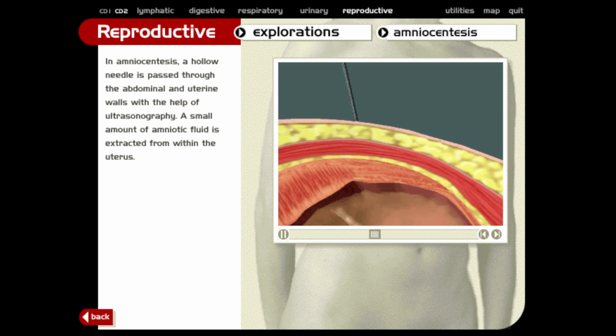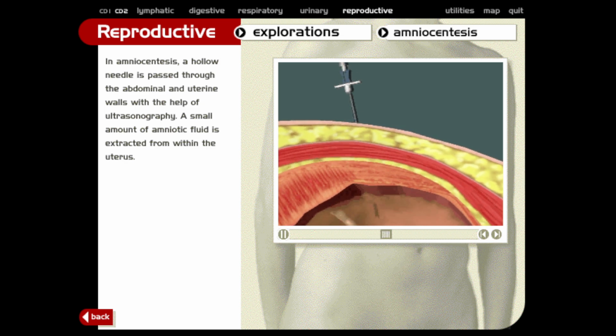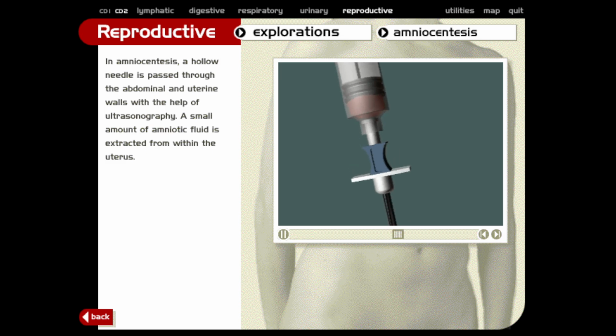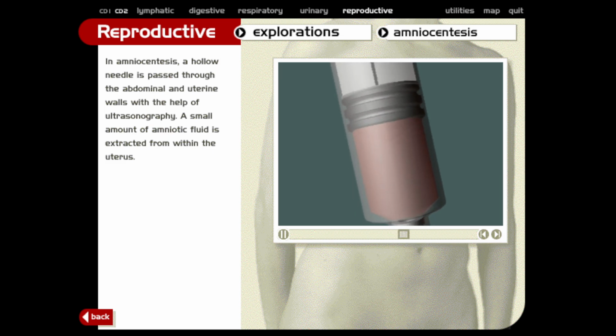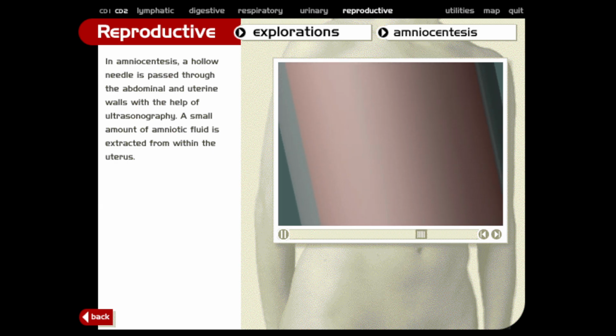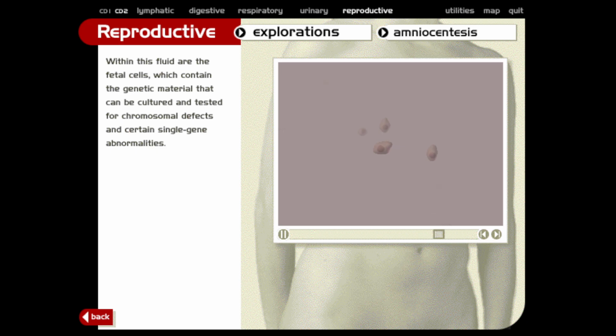In amniocentesis, a hollow needle is passed through the abdominal and uterine walls with the help of ultrasonography. A small amount of amniotic fluid is extracted from within the uterus. Within this fluid are the fetal cells, which contain genetic material that can be cultured and tested for chromosomal defects and certain single-gene abnormalities.